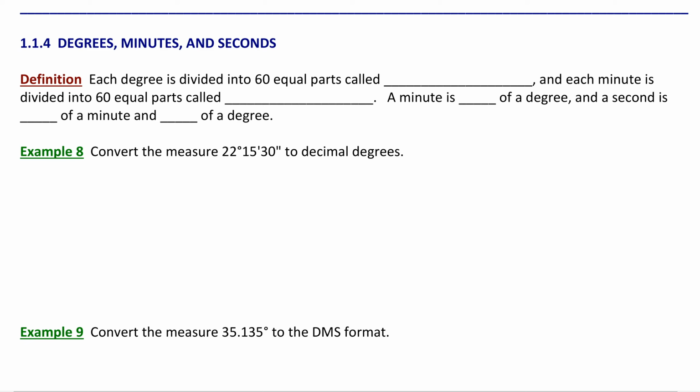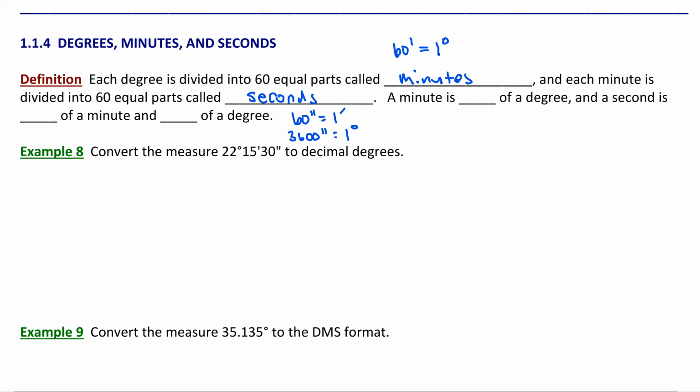Each degree is divided into 60 equal parts called minutes. So there are 60 minutes in 1 degree. The little apostrophe is how we represent minutes. And each minute is divided into 60 equal parts called, you guessed it, seconds. Our conversion equation here, we have 60 seconds in 1 minute. Therefore, there's 3,600 seconds in 1 degree.